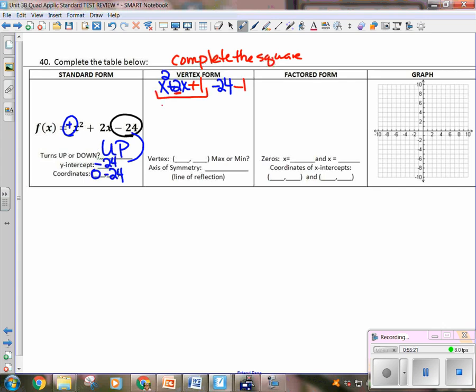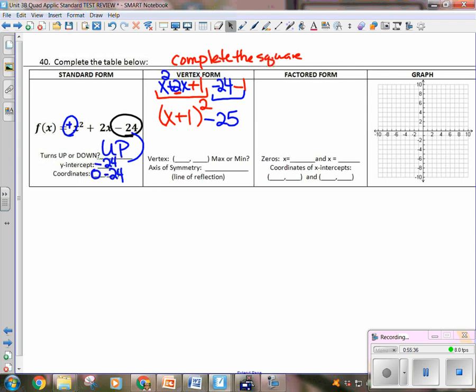This is going to factor into 2 sets of parentheses that are exactly the same. So I'm going to put x, and it's always a half number. 1 times 1 is 1. 1 plus 1 is 2. So it's going to be plus 1. The number at the end actually turns out to be minus 25.